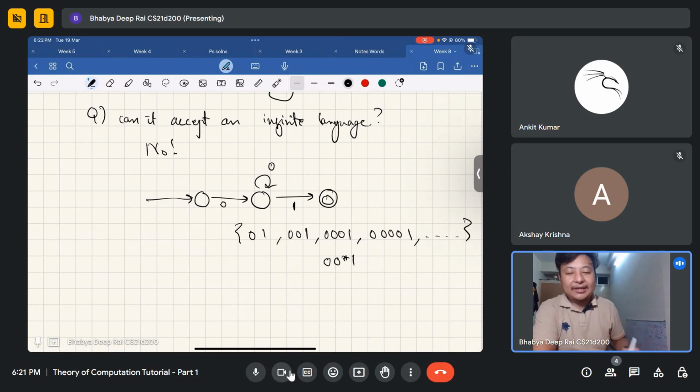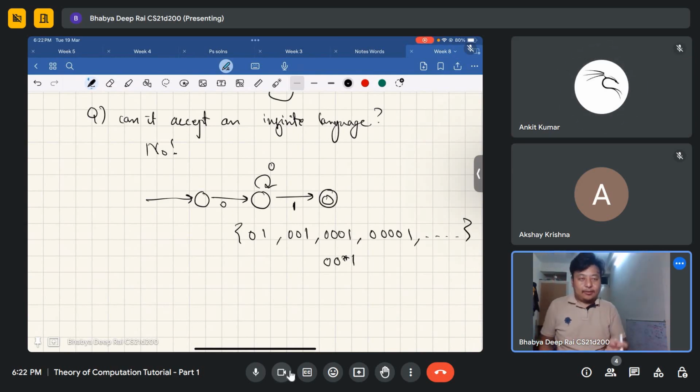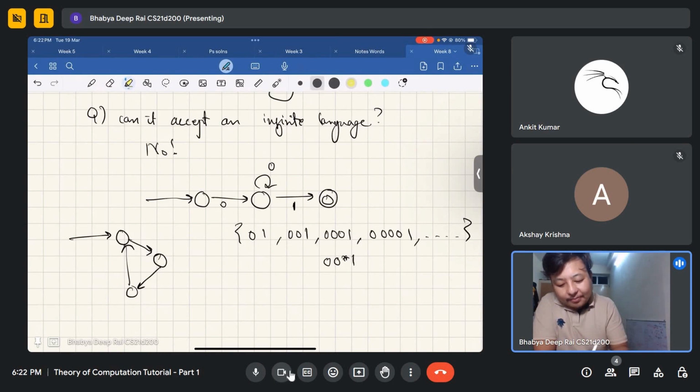And what is this language? This language is infinite, right? Right, Ankit? Are you convinced? Understood, sir. Yes, sir. And to add to it, not just self loops, even a cycle is enough. Something like this is enough. Even if you have a cycle like this somewhere, it can keep accepting strings like this.